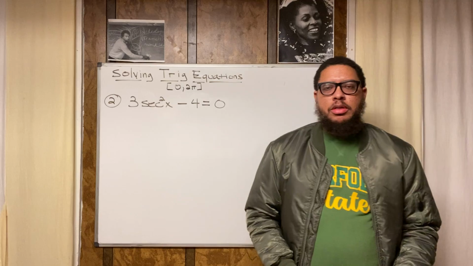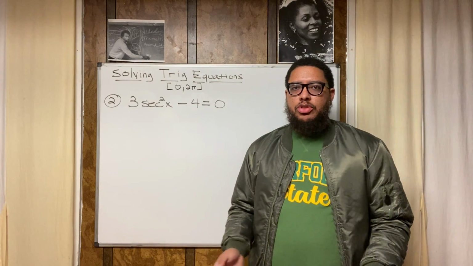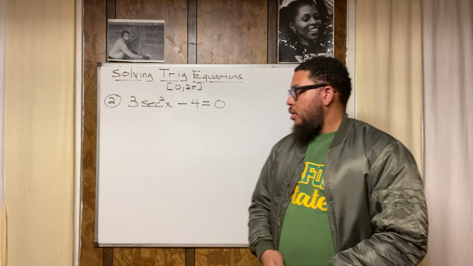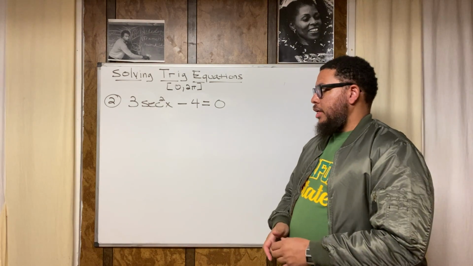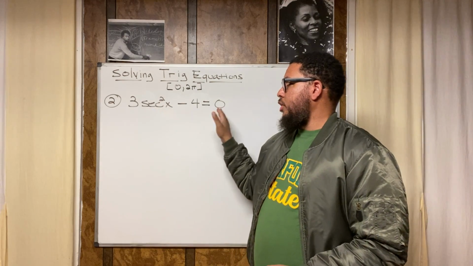This is Professor Parker. And for this next lesson, or this next problem, I should say, we're going to be solving a trigonometric equation. Okay? So let's take a look at the equation. It says 3 times secant squared of x minus 4 is equal to 0.